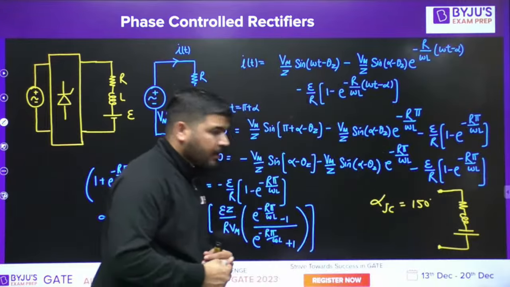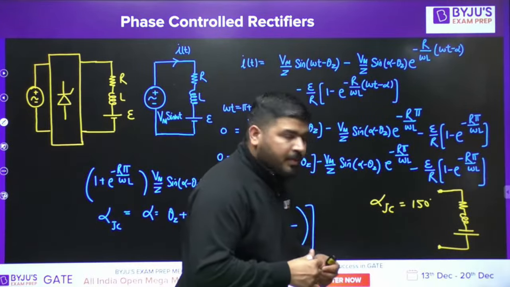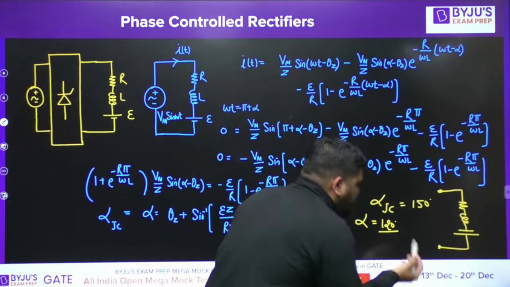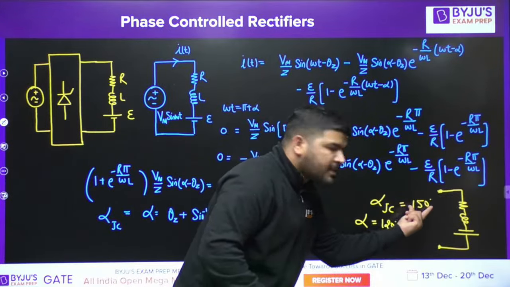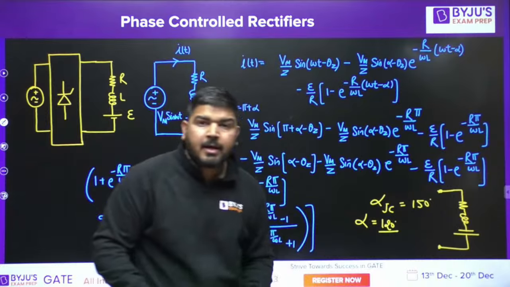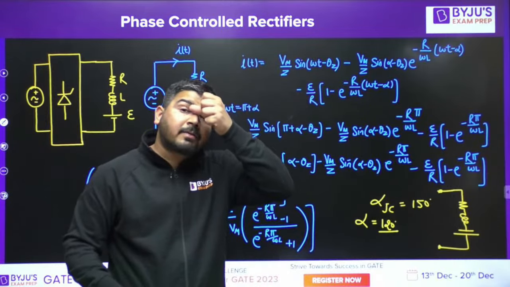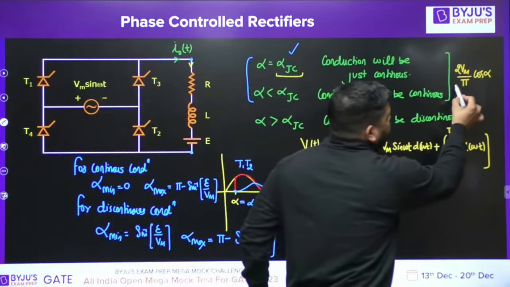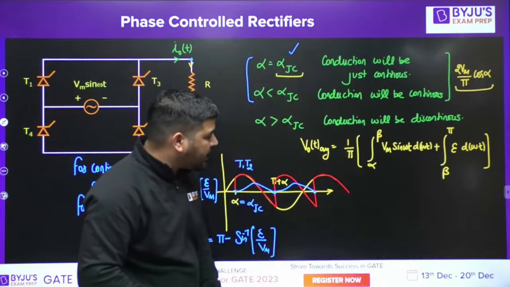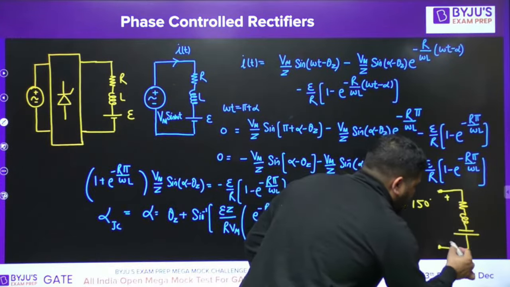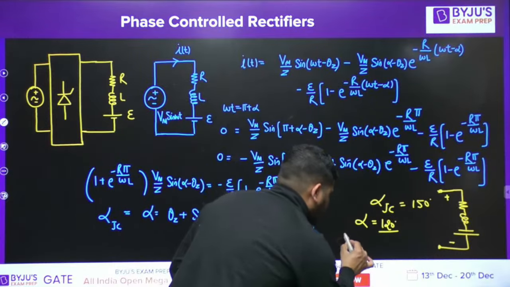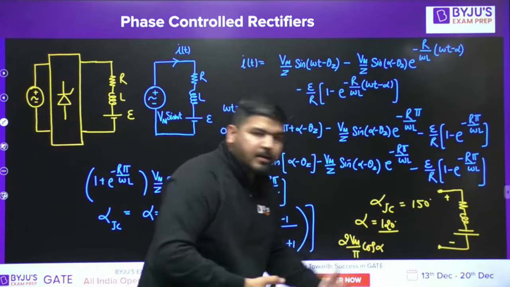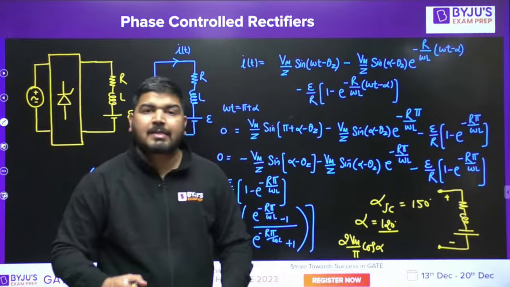Now remember one point. If you put alpha equal to 120 degree, you know that the conduction is continuous, because if alpha JC is 150 degree and the firing angle is 120, since alpha is less than alpha JC, conduction will remain continuous. And in continuous conduction, this formula is valid. So you can say that the average output voltage now is negative. Why is it negative? Because 2 Vm by pi cos alpha is my average output voltage, and alpha is greater than 90. So now the average output voltage is negative.